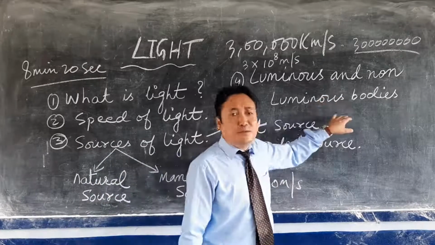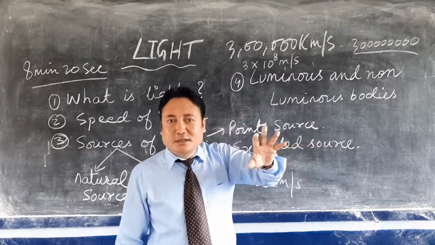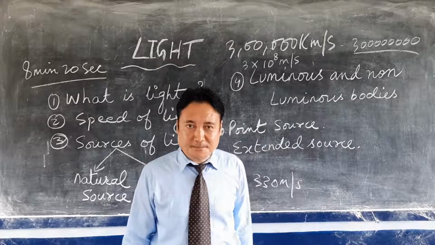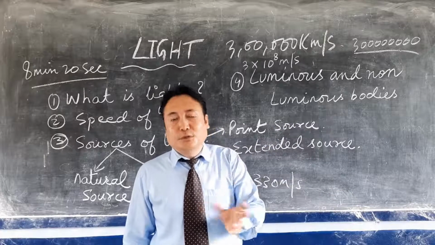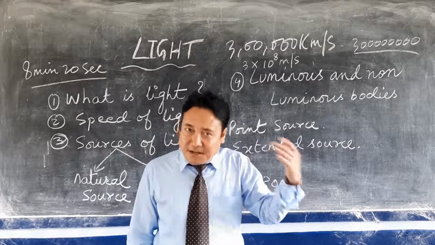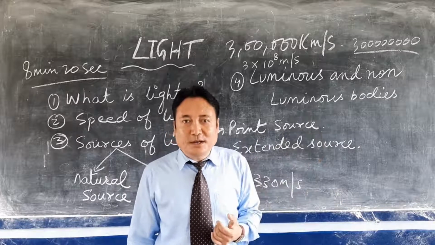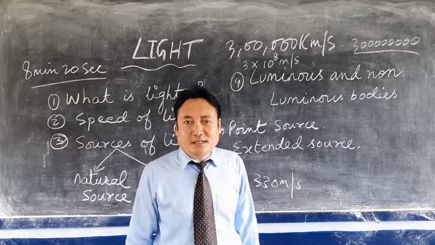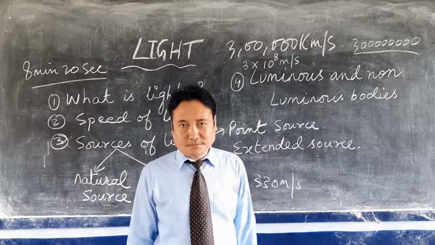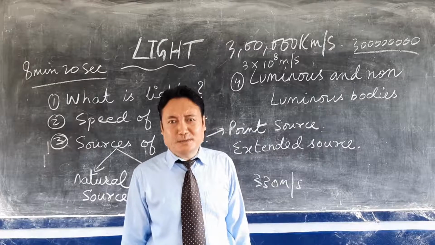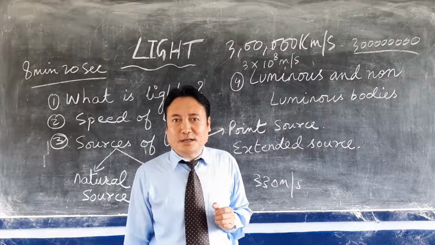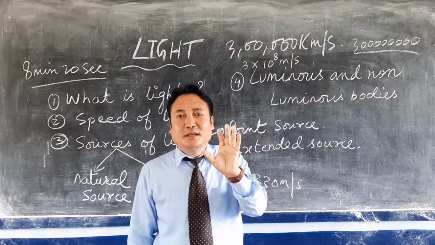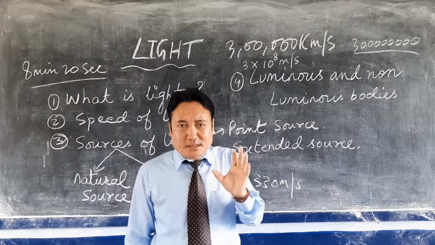The other one is the non-luminous body. A non-luminous body means an object which does not have its own light, but reflects light from a luminous body. Those objects which do not have their own light, but reflect light from another luminous body, are considered non-luminous bodies. For example, the moon. The moon is not considered a luminous body, it is a non-luminous body. But when we see the moon, it shines, it glows. That means it has some light.